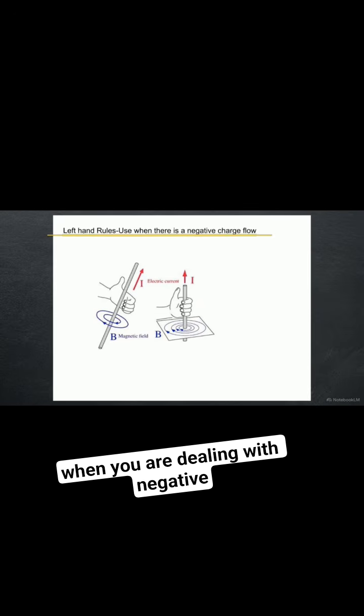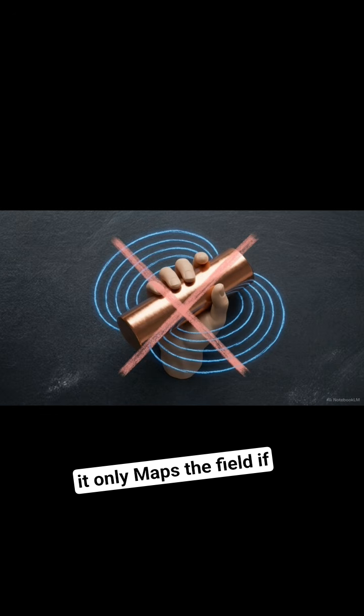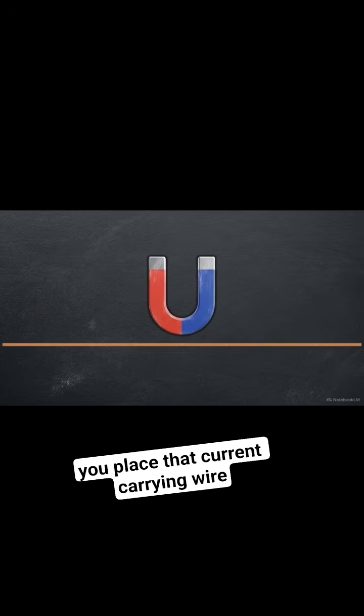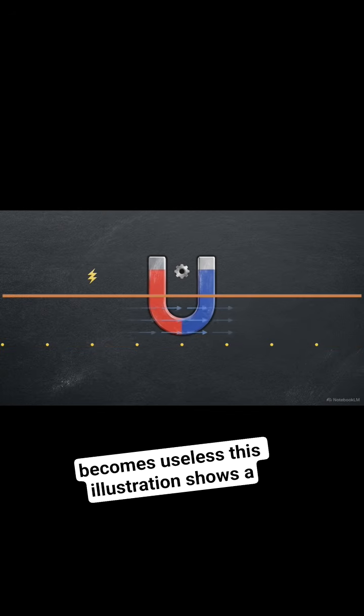When you are dealing with negative electron flow, you must mirror the process using your left hand to find the correct field direction. The grip rule has a hard limit. It only maps the field. If you place that current-carrying wire into an external magnetic field to generate physical movement, the grip rule becomes useless.